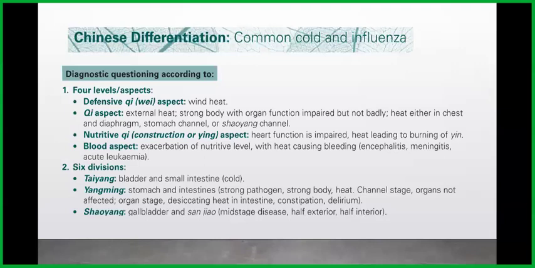leukemia. And number two is the 6 divisions. There's Taiyang, which is the bladder and small intestine, and the Yangming, the stomach and intestines, where there's strong pathogen, strong body, and heat. The channel stage and organs are not affected. In the organ stage, there is desiccating heat in the intestine, constipation, and delirium. And then there's Shaoyang, the gallbladder and Sanjiao, which is mid-stage disease, half exterior, half interior.